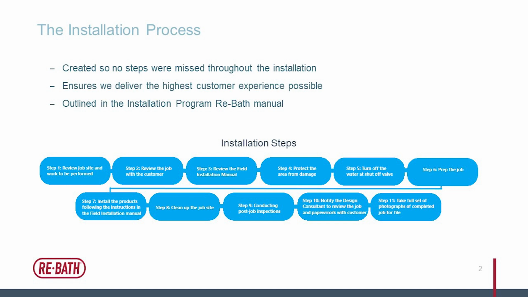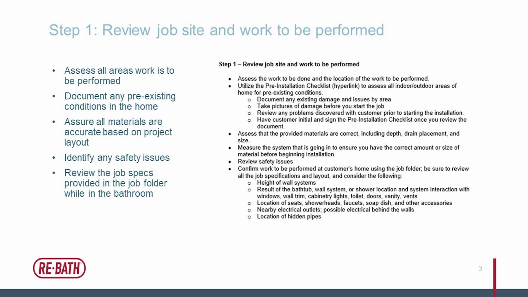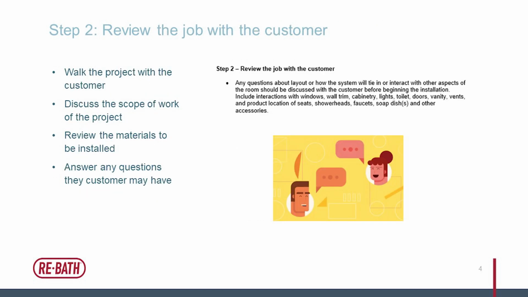You can also access this information in the Installation Program Rebath Manual. Step 1 of the process is reviewing the job site and scope of work. You should be assessing the site for any pre-existing damage or safety concerns. Make sure you are documenting any issues found. You want to review all materials to make sure they will work for the project layout. Review the job specs during your bathroom review.